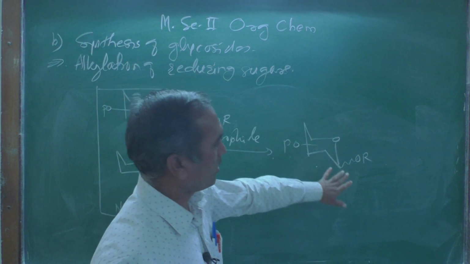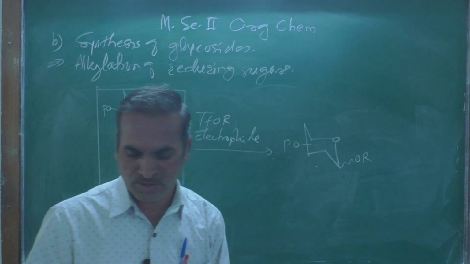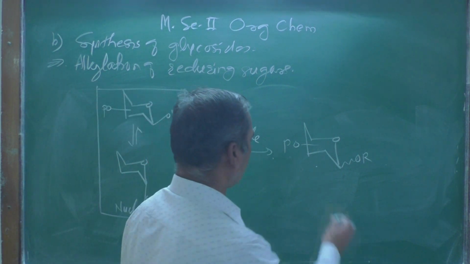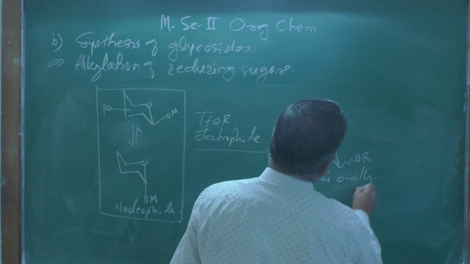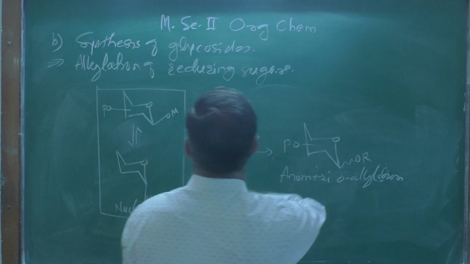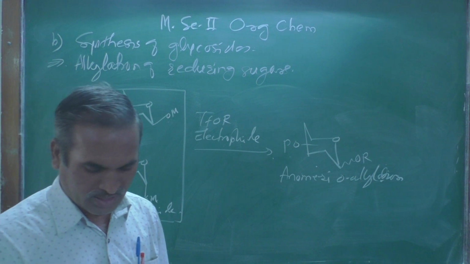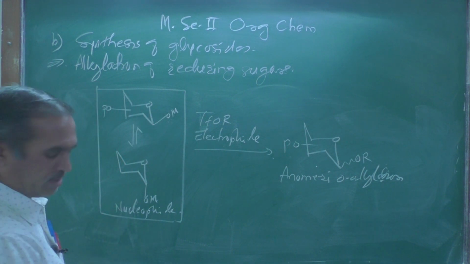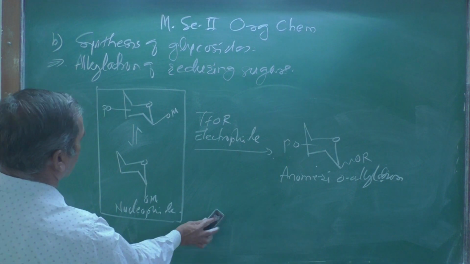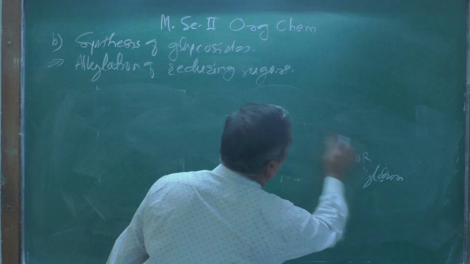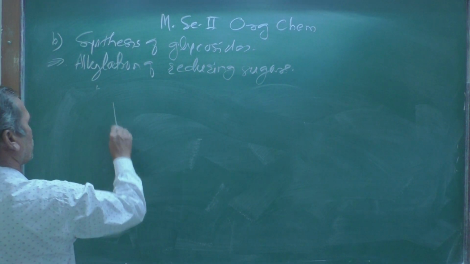And now look at the anomeric carbon atom, there is an R attached, therefore it is a non-reducing sugar. This is known as anomeric O-alkylation. Once it becomes an O-alkylation product, it shows the non-reducing property of that compound. For example, let us take an example over here. So let me clean this first, and now I am going to show you another example.